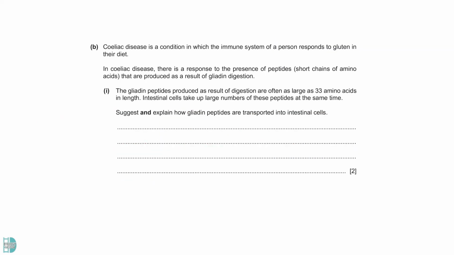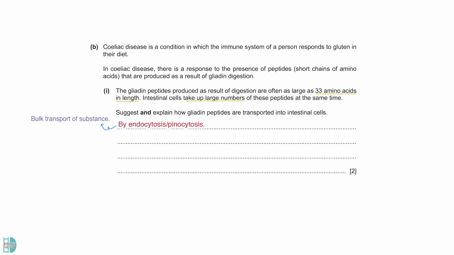B talks about celiac disease. Part 1: Suggest and explain how gliadin peptides are transported into intestinal cells. The question mentioned that gliadin peptides are often as large as 33 amino acids in length and are taken up by cells in large quantities. To take up a molecule of such a large size and in a large quantity, cells need to carry out the bulk transport called endocytosis.